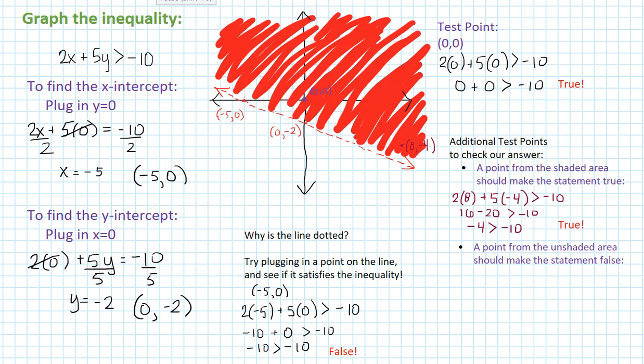and that's true. And then we'll plug in 1 point from the unshaded area. We get -36 is greater than 10, and that point makes the statement false, which is what we would expect since that point is not in the shaded area.